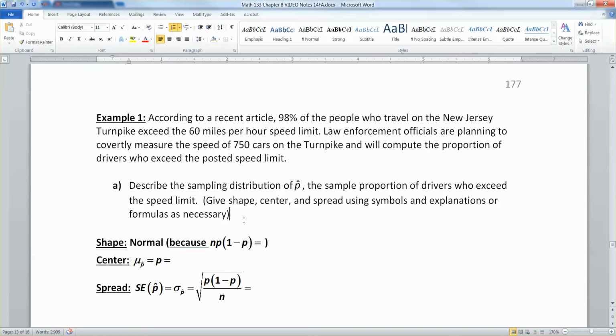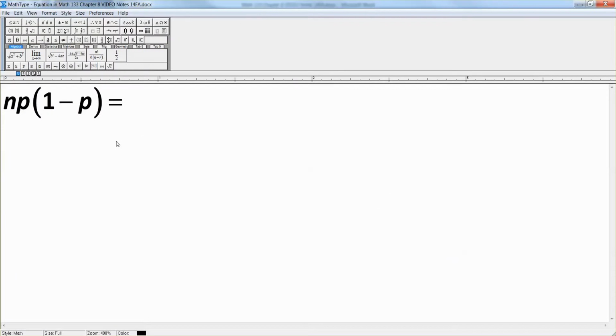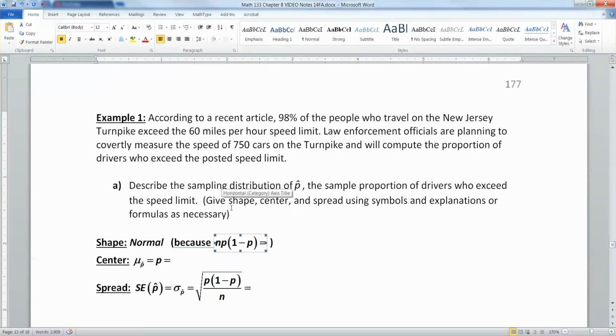All right, so let's start by describing the sampling distribution of p hat. For starters, it had better be normal. If it's not normally distributed, we've done something wrong for the shape. But let's prove it. We need n times p times 1 minus p to be greater than 10.